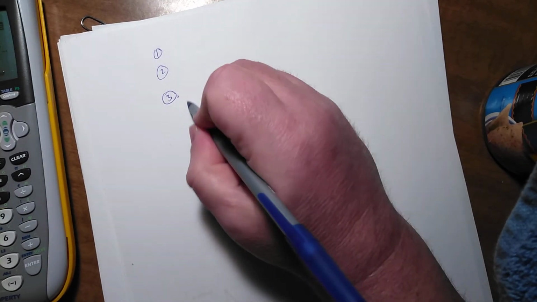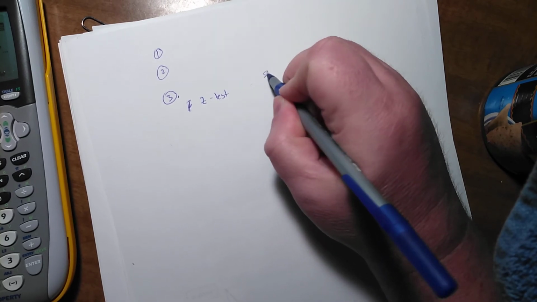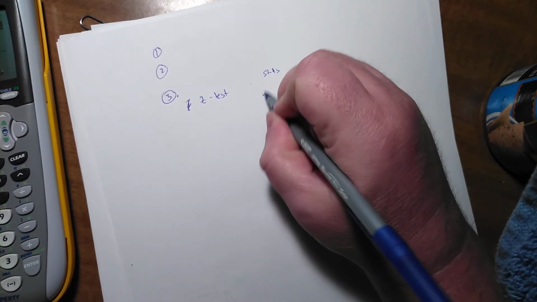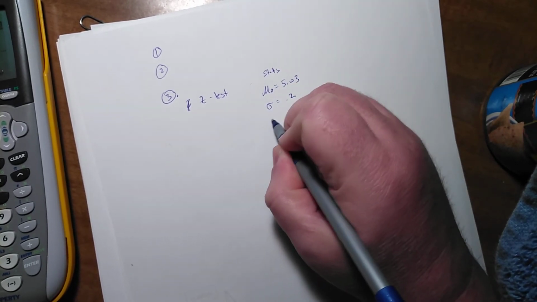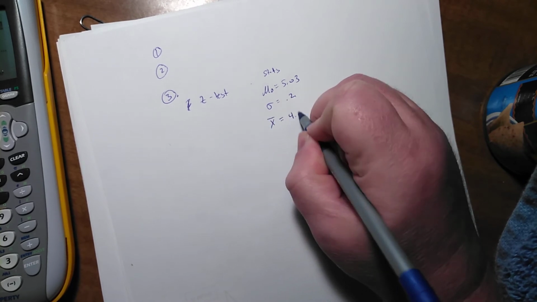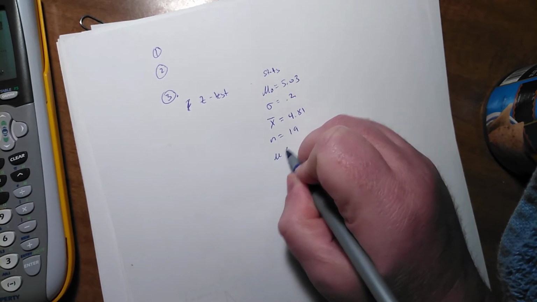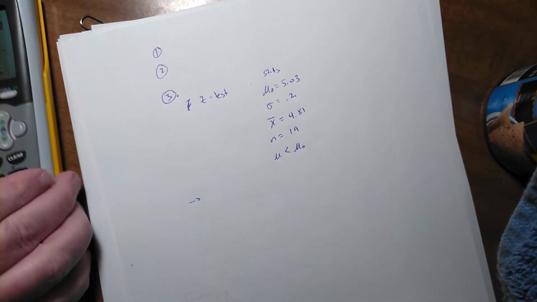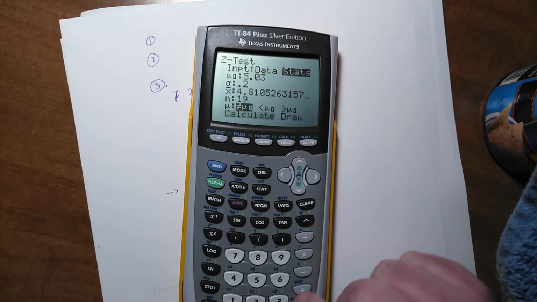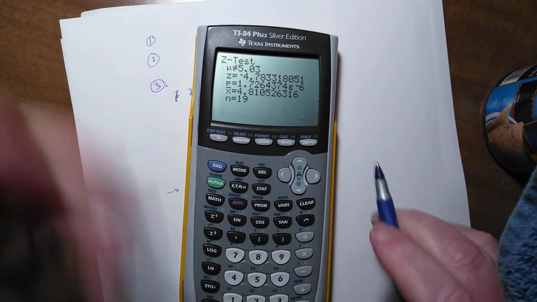So what you would type in for your step 3 here: we went to z-test, and then we gave it stats. We said mu0 was 5.03. We said sigma was 0.2. We said x bar, because it automatically generates this for you, and n is equal to 19. And we want mu is less than mu naught. That's how your calculator does it, and then we're going to get an answer. I want you to tell me what you're typing in the calculator so I can follow along with you. We'll say calculate, and look what it gives us.